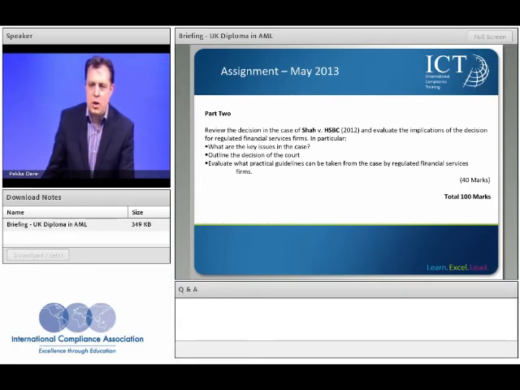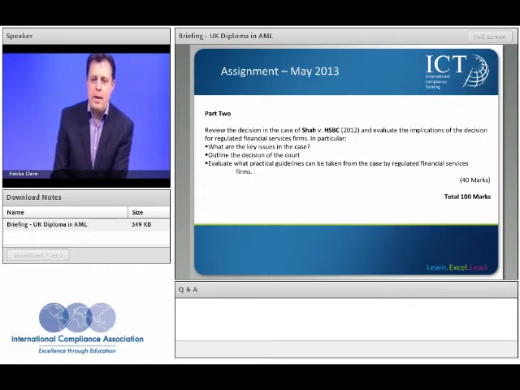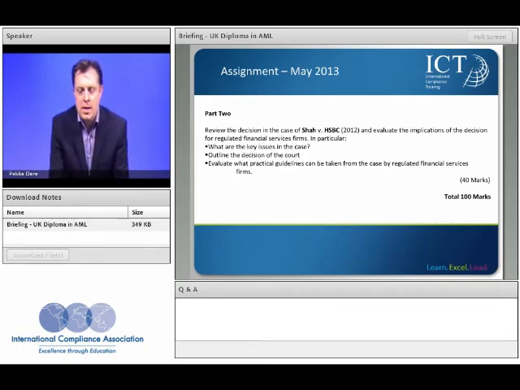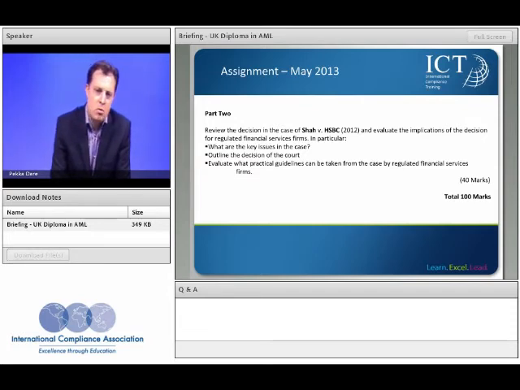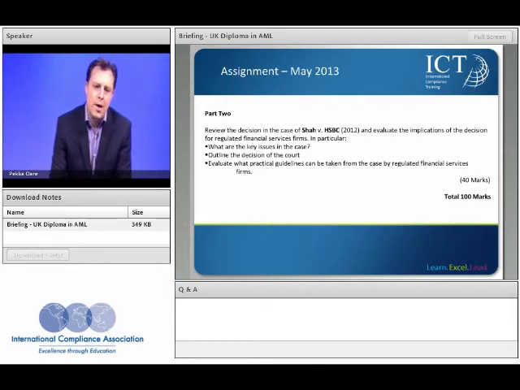We have another section from the assignment here: review the decision in the case of SHA and HSBC and explain the implications for regulated financial services firms. Now this was a key case last year that revolved around suspicious activity and what we call the consent regime under the Proceeds of Crime Act. We'll examine in the course the practical implications of this, and this is actually a good example of how the questions will explore the practical applications of some of the law and higher level concepts.